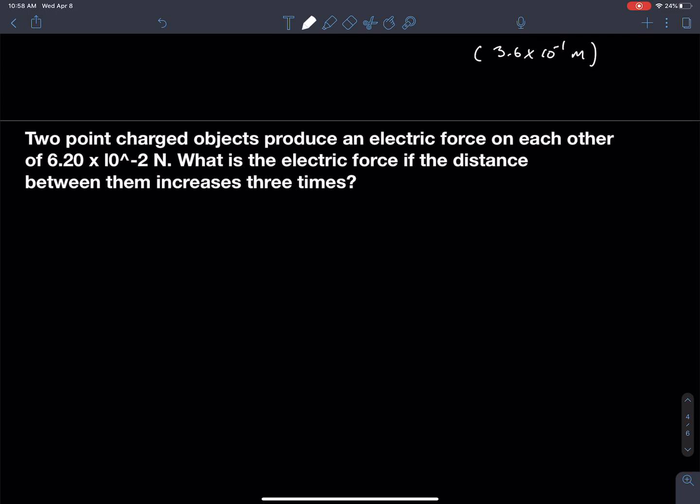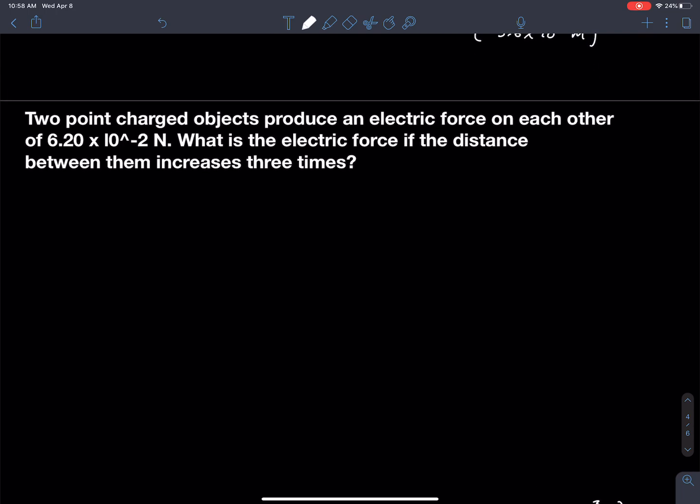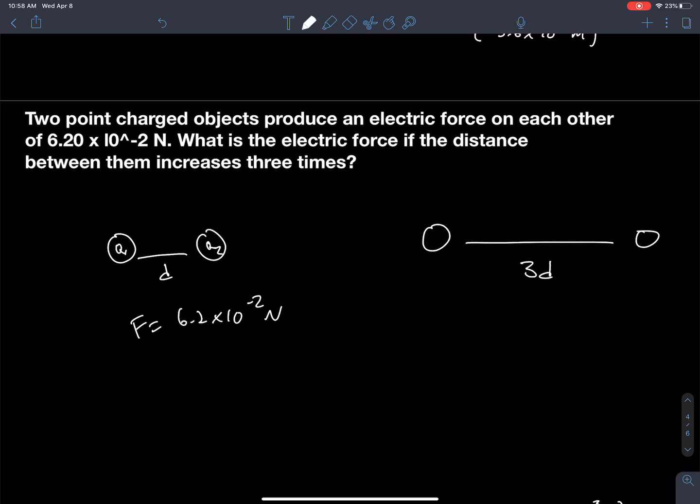Okay, last question. Now this is one little bit more of a step up in difficulty, okay? So if I have 2-point charged objects, they don't tell me the exact charge, so I'm going to call this Q1 and Q2. If they're separated by a distance, the force is going to be equal to 6.2 times 10 to the negative 2 newtons. And then, if I separate them by 3D, okay, the force then becomes what? Okay, that's what the question is asking.